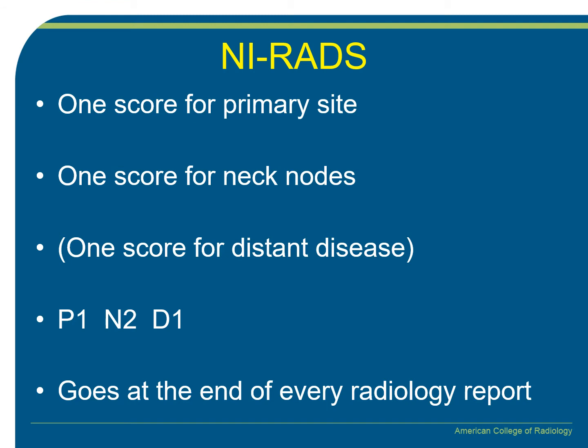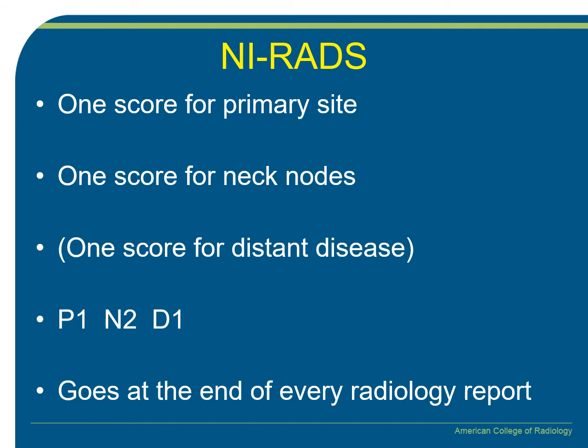We really reserve 4 for known disease, definitive disease. We apply this scoring system once at the primary site, once at the neck nodes, and if you did whole body imaging, then you do 1 more for distant disease. Obviously, if you're just doing a CT of the neck, you don't apply a D score.